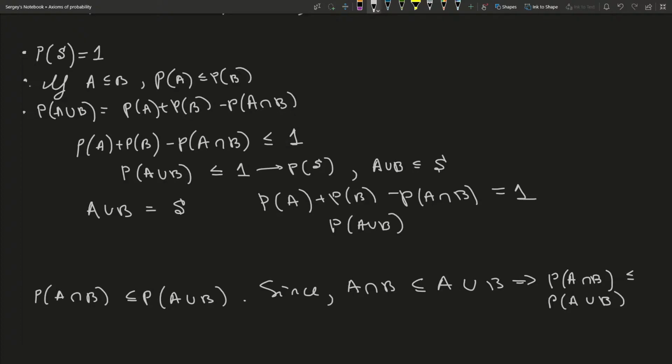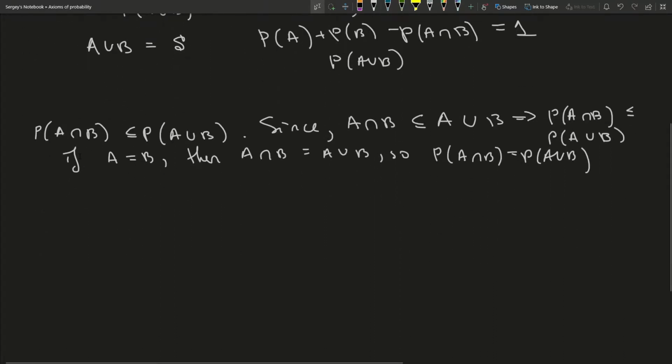And when will this be strictly equal? This will be strictly equal if A equals B, because if A equals B, then A intersect B is the same as A union B. So their probabilities will be the same.